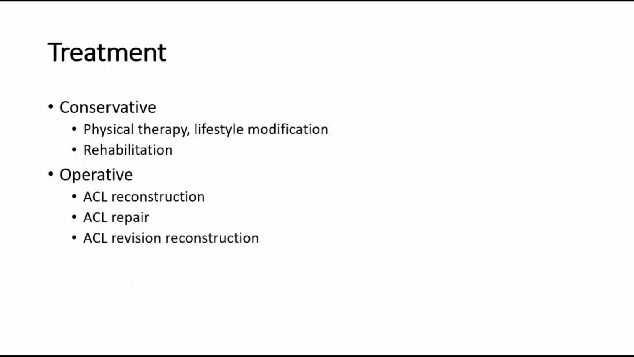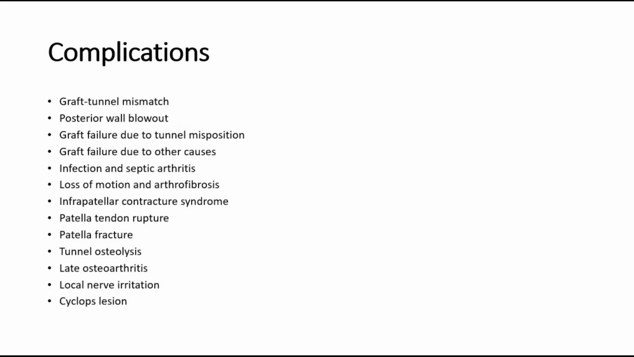Treatment can be conservative or operative. Conservative treatment is physical therapy, lifestyle modification, and rehab. Operative treatment include ACL reconstruction, ACL repair, or ACL revision reconstruction. There are many possible complications of ACL tear, listed here.